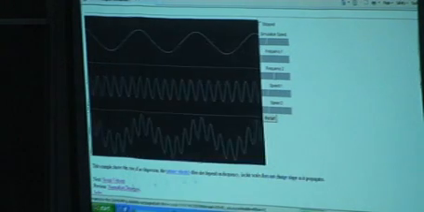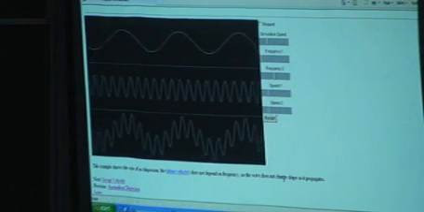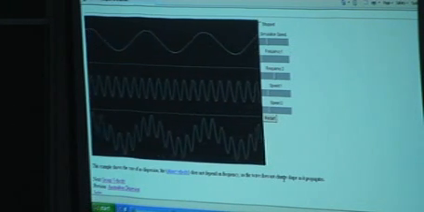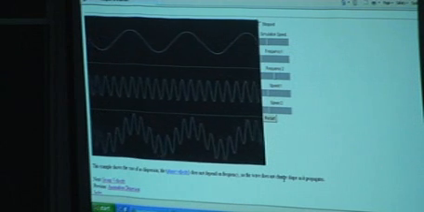I can also have no dispersion, in which the refractive index does not change with the frequency. So this is what I get.